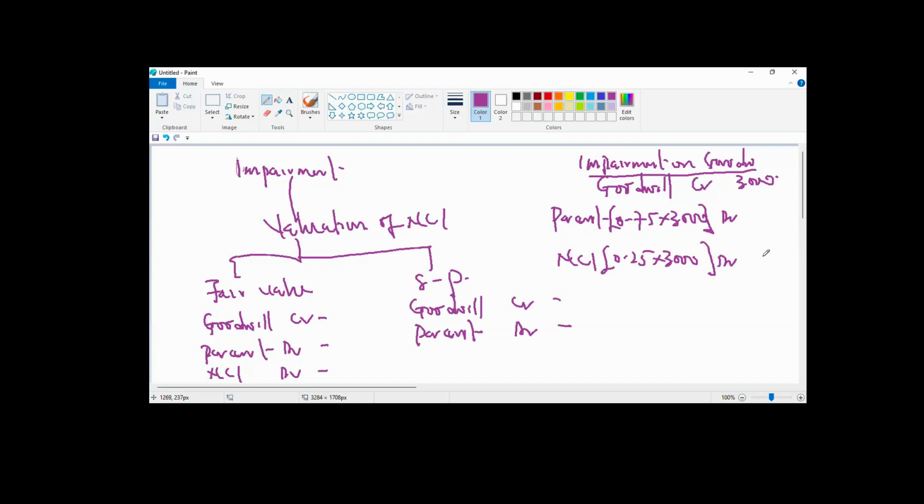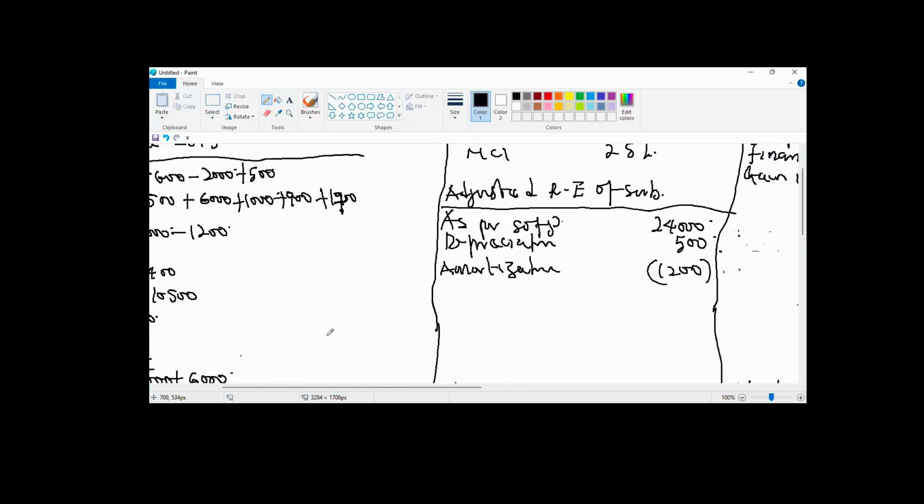Give me the answer, please. 2,250 for the parent, and 750 for NCI. I'll go and post, even though I've not gotten the value of my goodwill, I'm going to the parent account.